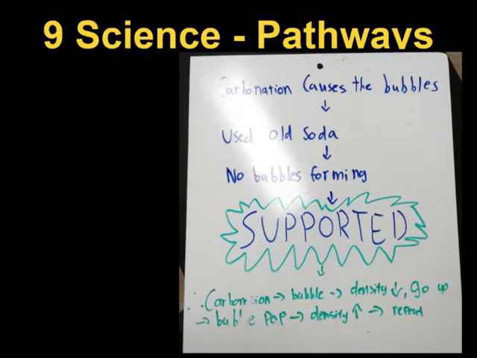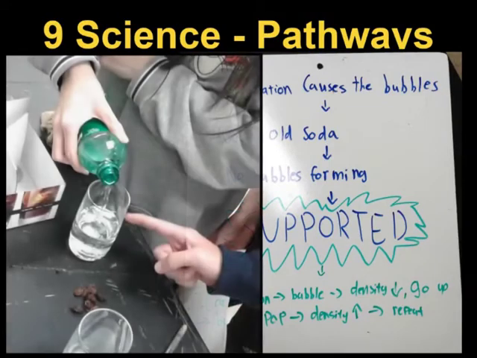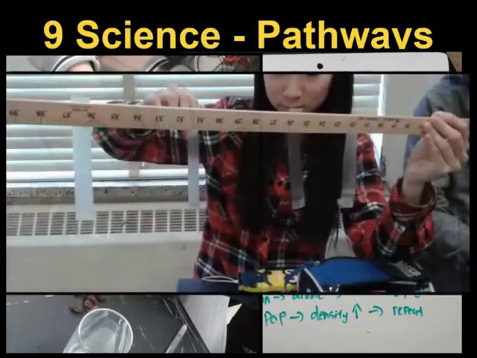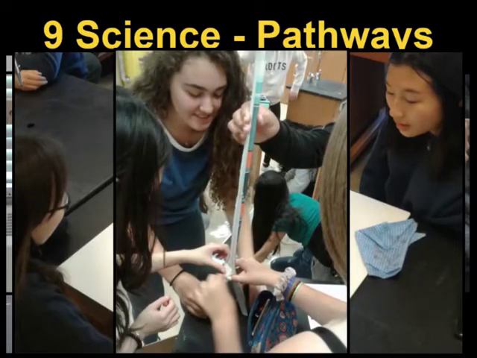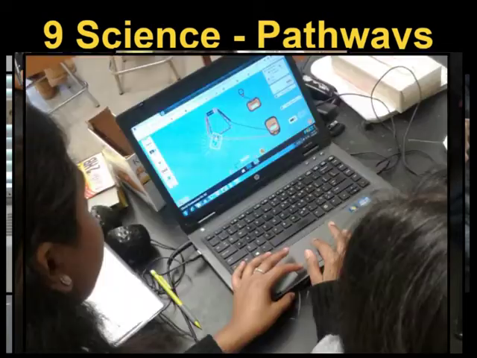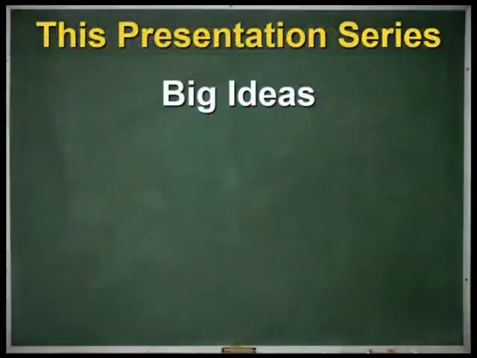Now, I'd like to start just by giving you a bit of background. At my school, we've been running our grade 9 courses in the Pathways model for the past 3 years. And so we designed a science course to meet the needs of this wide range of students. And the set of videos is going to share with you the ideas that we used to design our grade 9 science course. Each of these presentations will focus on some of the big ideas.